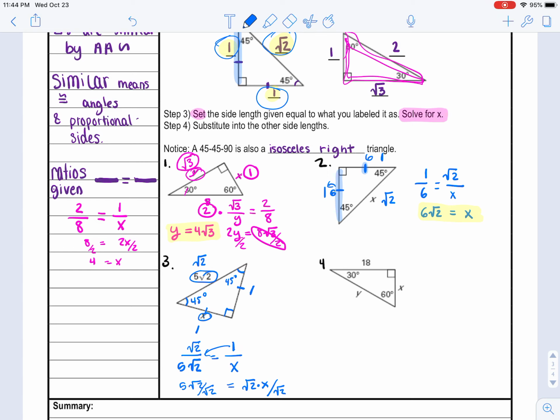When you divide by radical 2 over here, they cancel out, and we're just left with x. Over here, the radical 2's cancel out again. And so we get x equals 5. So each leg of this triangle is 5 units long.